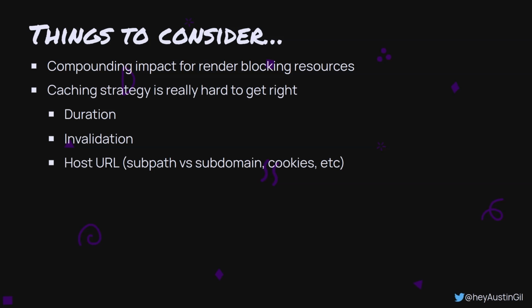Other things to consider is that if you're going to introduce CDNs, that's a layer of caching, and caching is really hard to get right. You have to consider how long you want to cache things, what you're going to do in the case that you have to invalidate a cache. Also things like where you're going to host your object storage bucket, or if you want to use a subpath versus subdomain and account for cookies and all this and that.